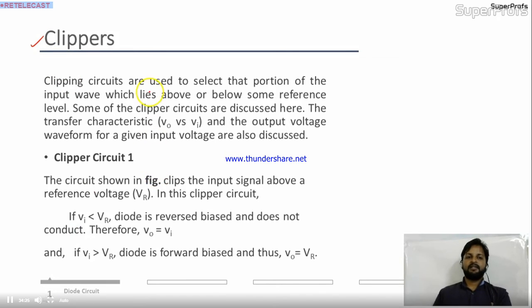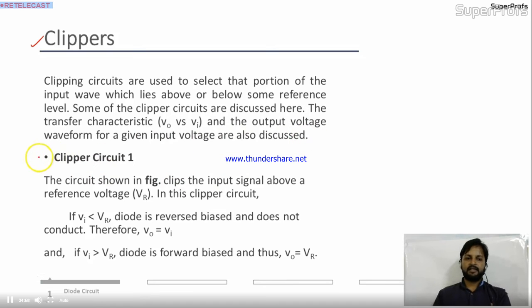This is another application of the diode. So today we will start with the clippers. Clipper circuits are used to select the portion of the input wave which lies above or below some reference level. I'll show you in the circuit. Some of the clipper circuits are discussed here. The transfer characteristics, V0 versus Vi, and the output voltage waveform for a given input voltage are also discussed.